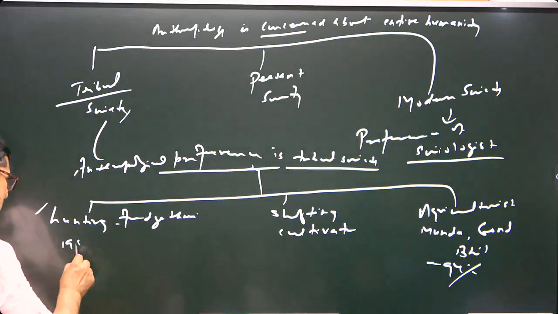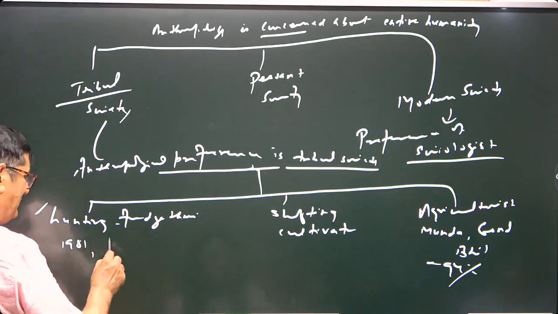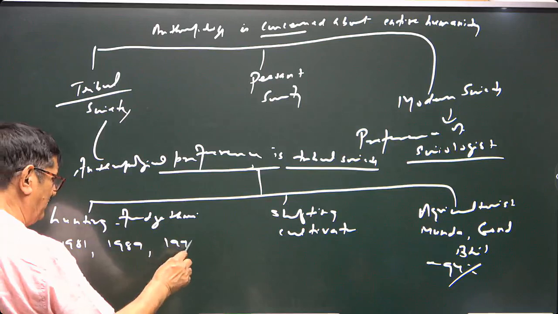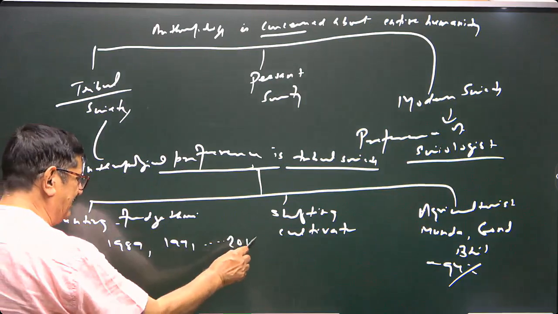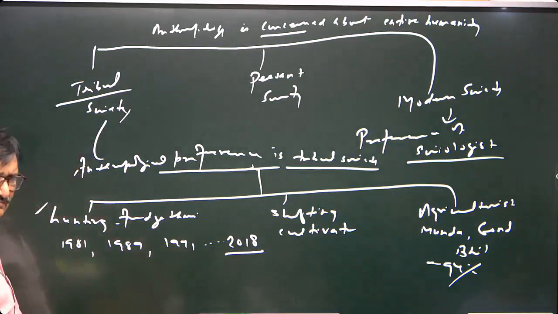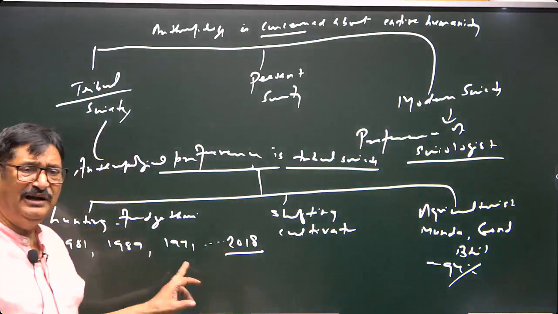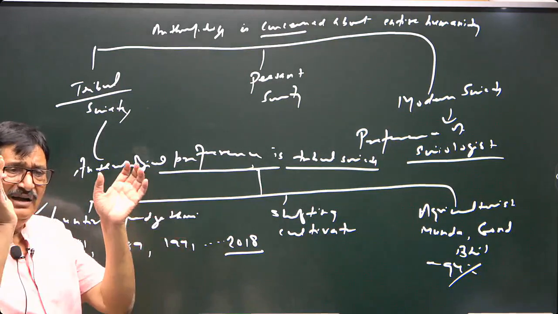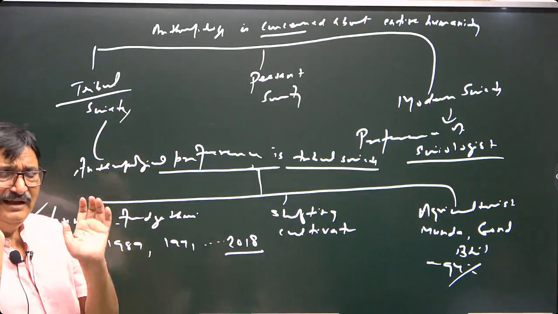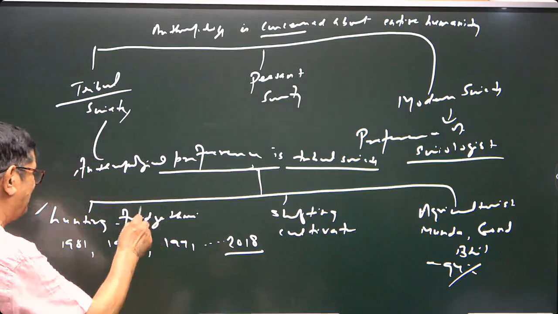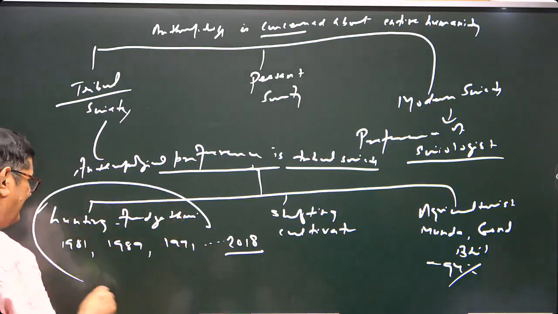Most of the questions will come on this. You see the questions of 1981, 1989, 1991, even in 2018. In 2018, a question came on hunting tribals. So anthropology is scoring, because still our preference is hunting tribals.